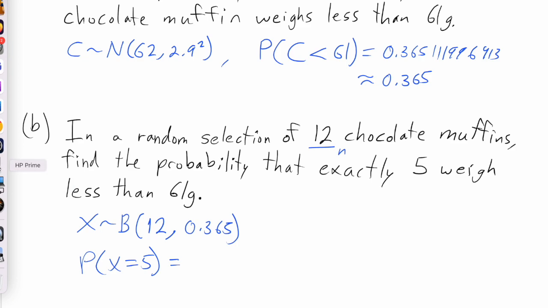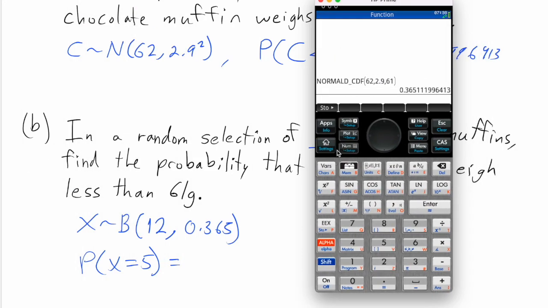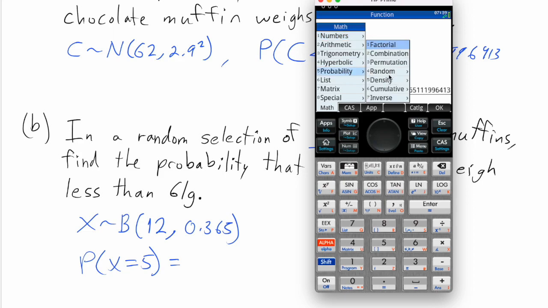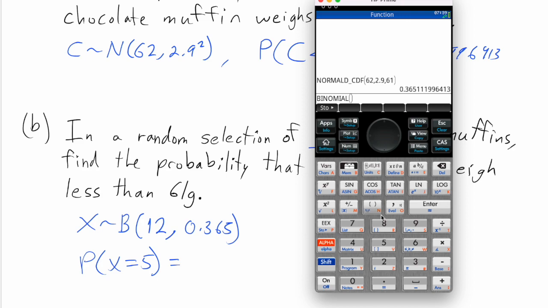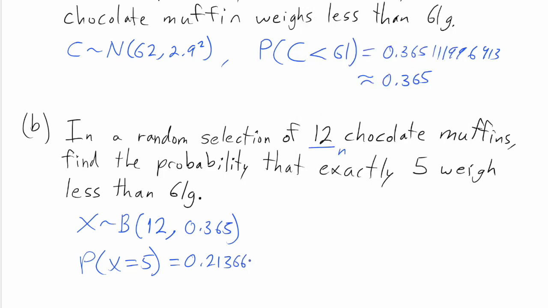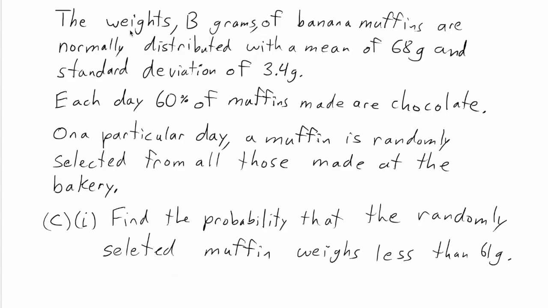And let's do that on the calculator. Okay, so now we're going to choose probability, binomial density function, or binomial PDF on the TI-84. So we type in 12, comma, and on this calculator I think I can copy and paste, and equals 5, so we're going to do comma 5, and we get this answer of 0.213666060285, or about 0.214.